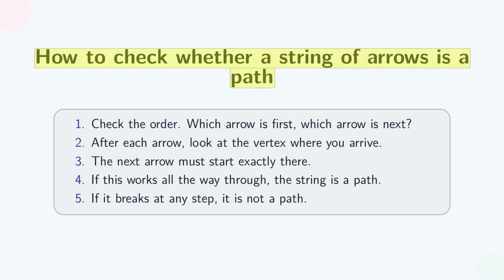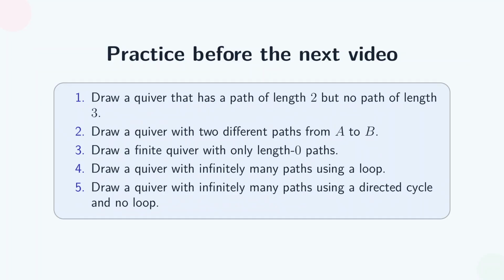Now comes a good moment to practice. A very good exercise is to draw a quiver that has a path of length 2 but no path of length 3. That helps us understand how path length depends on how arrows are connected. Another useful exercise is to draw a quiver with 2 different paths from A to B. That helps us see that the same endpoints do not force uniqueness. You can also draw a finite quiver with only length 0 paths. That shows what happens when there are no arrows at all.